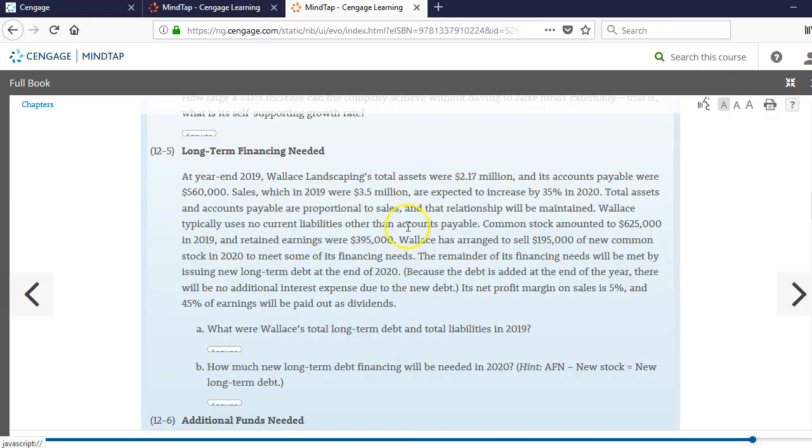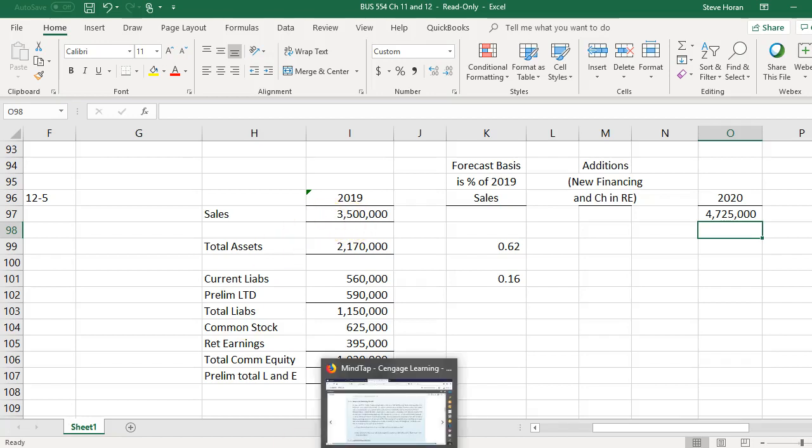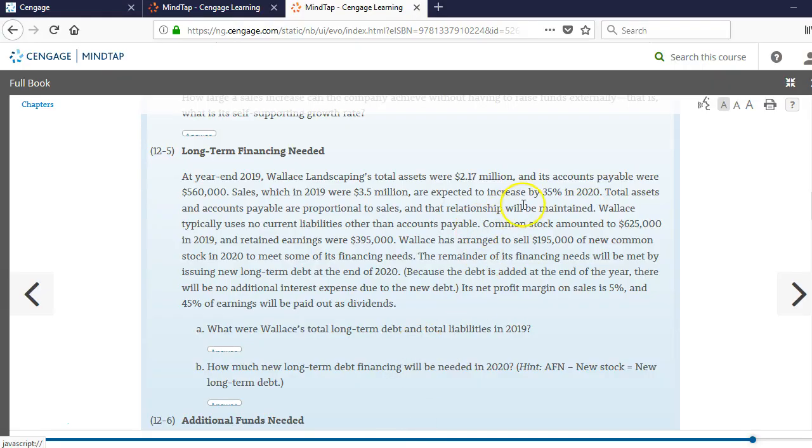So let's go back and walk through that. They said right here, sales at 3.5 million expected to grow by 35%. So what we can do is go back to here and say, okay, here's my base number. I want to get to 2020, so I just take the 3.5 million times 1.35, and I get 4,725,000.